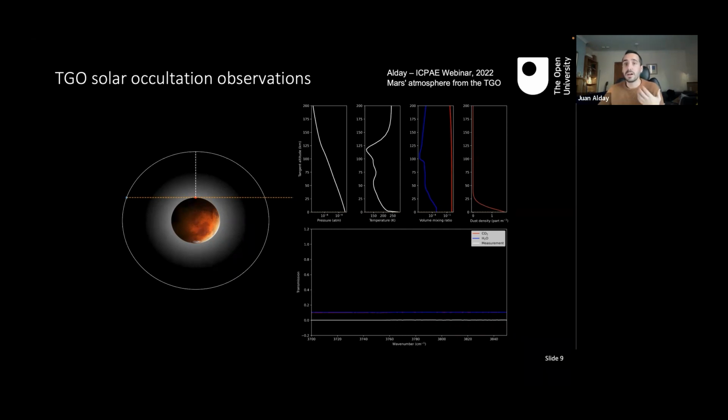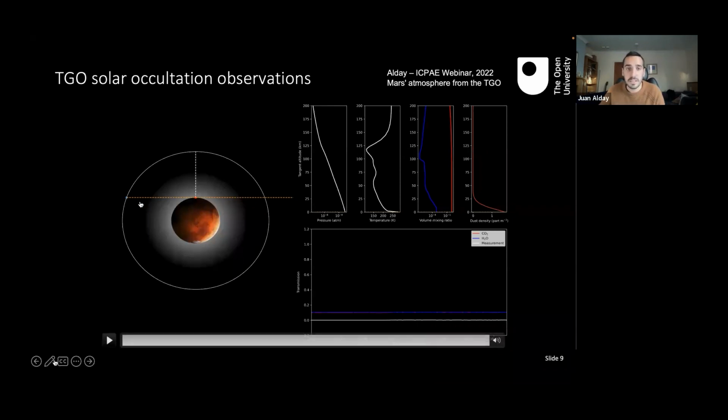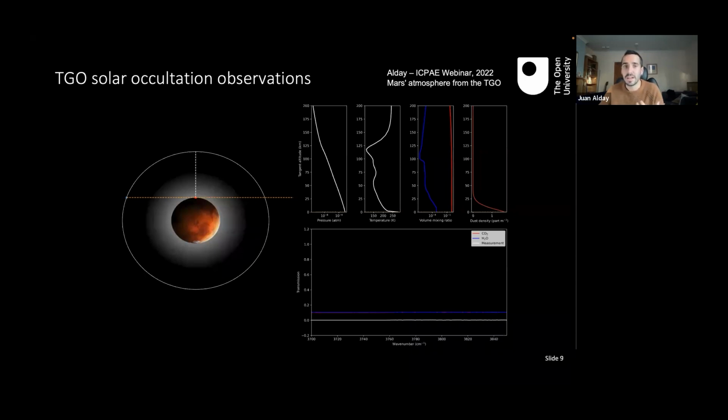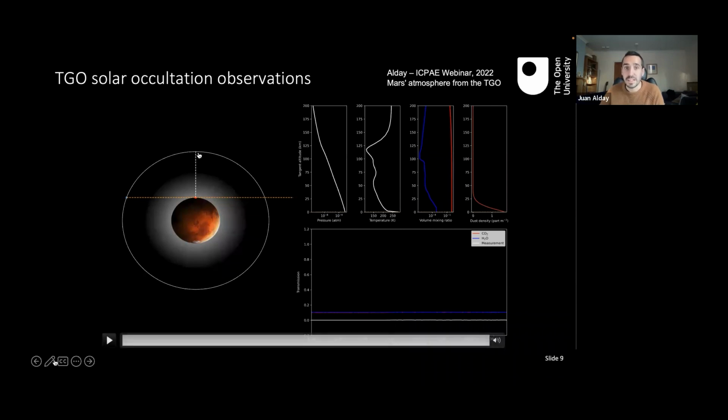And then, why are these kind of observations good for measuring trace gases? Well, there are two main reasons. The first one is, as you can see here by this yellow line that represents the line of sight, we are always looking at the limb. And when we observe the limb, the air mass that we are observing is way higher than when we look at the nadir. That could be, for example, the white line in here, so looking directly to the surface.